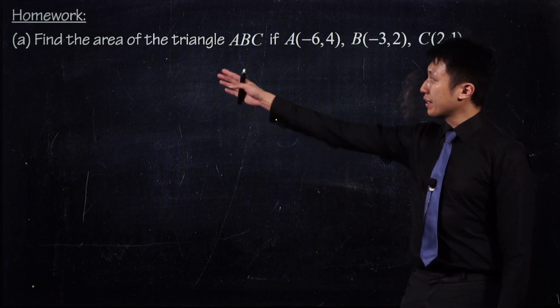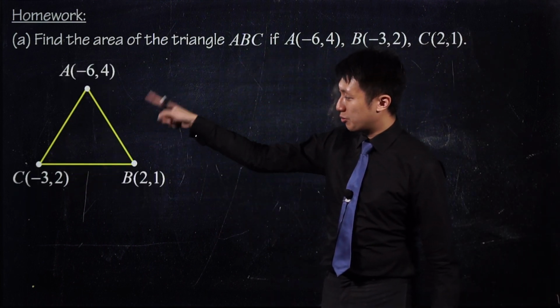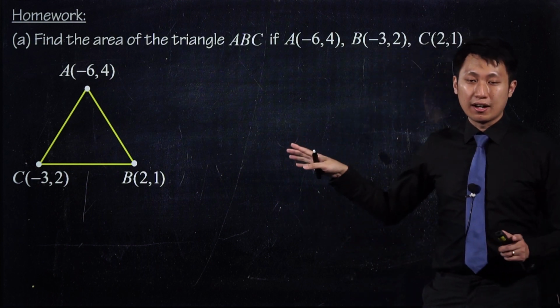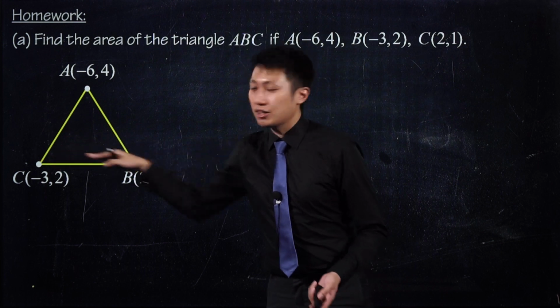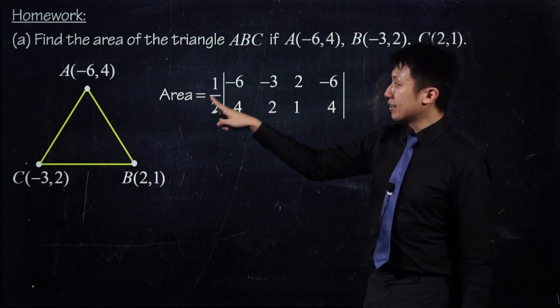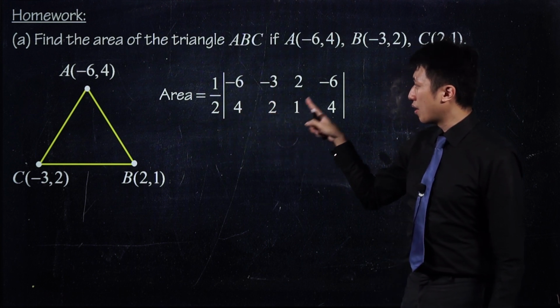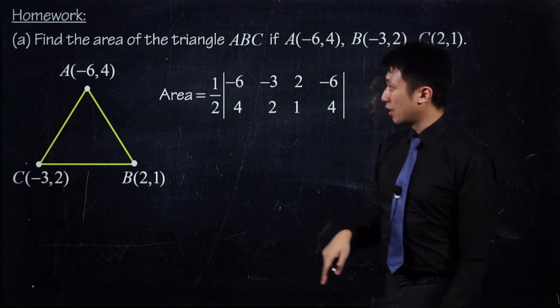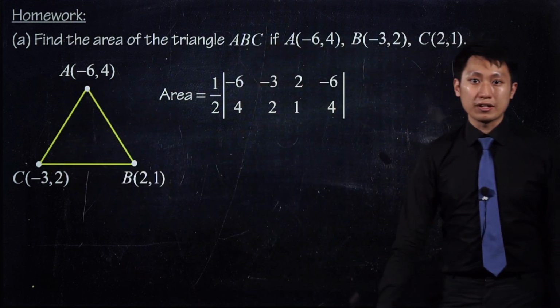Okay, find the area of a triangle. This is very simple, very straightforward. So we have 3 points here. I just draw a diagram without caring whether it's an exact location, whether it looks like this or not. Okay, so area is half of the determinant with -6,4, -3,2, 2,1, and back to -6,4. So I'm going in a counterclockwise direction, right?